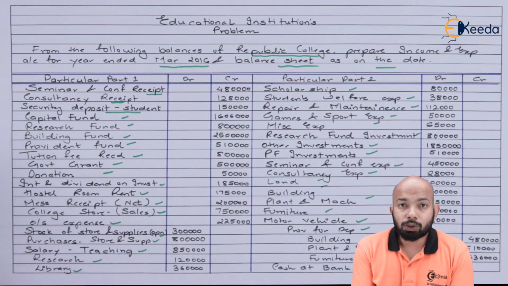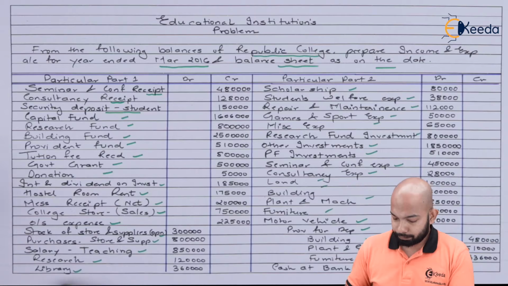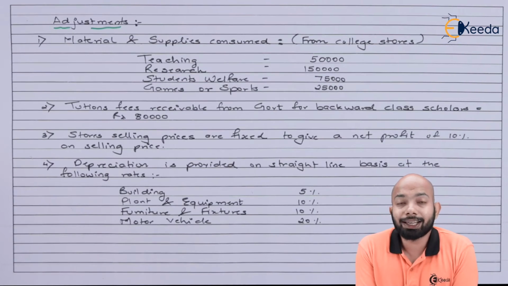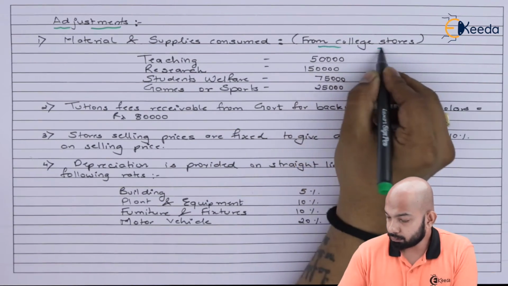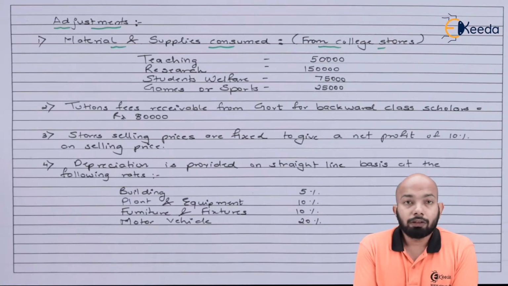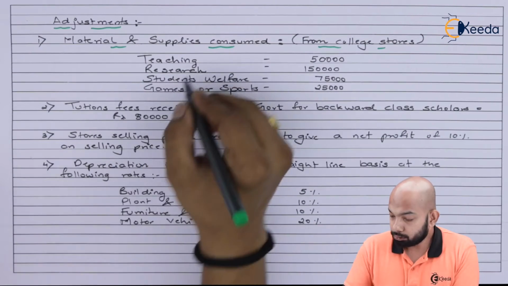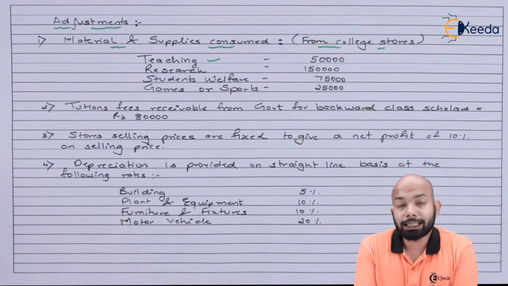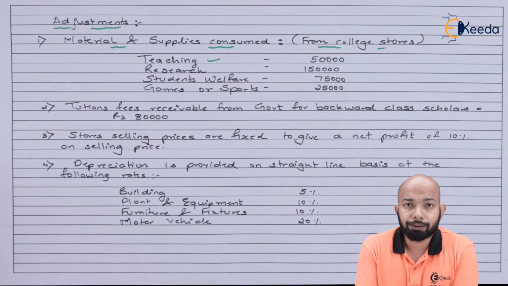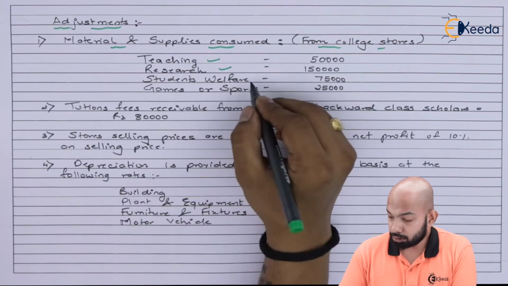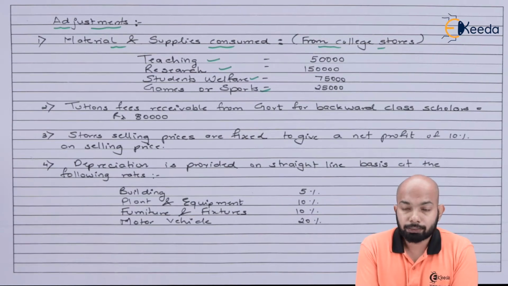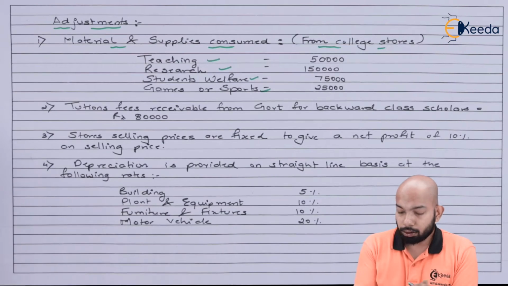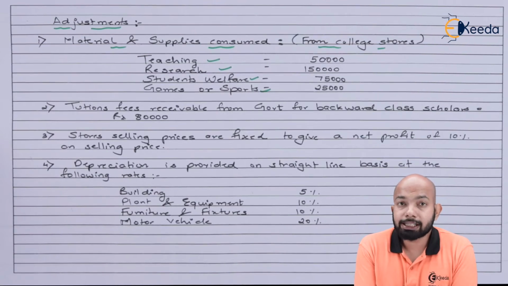There are certain adjustments also which will be referred to here. Let's go through them. Adjustment: the first adjustment refers to the material that has been consumed out of the college store, that is stores and supplies. For teaching, it has gone up to 50,000. For research, the material and the stock which has been consumed amounts to 1,50,000. Student welfare, it is 75,000. Games or sports, it is 25,000.